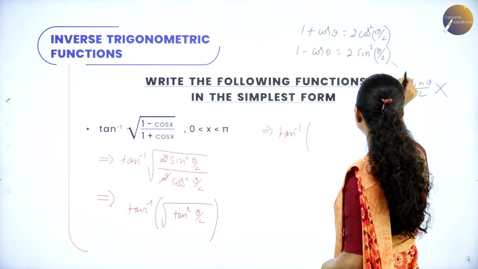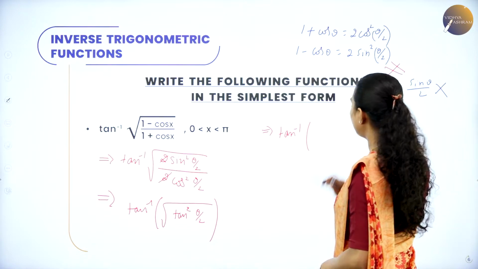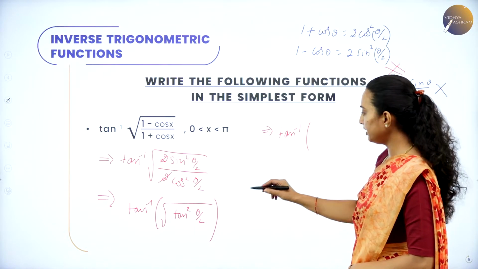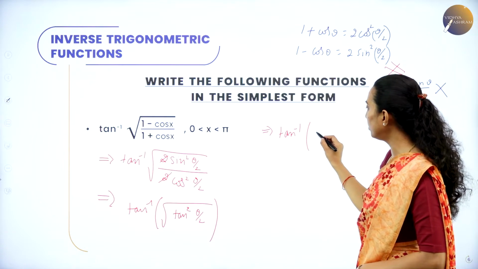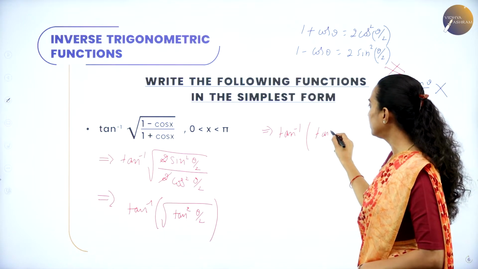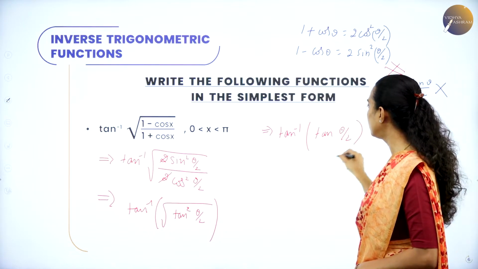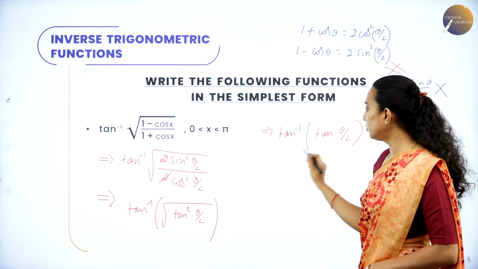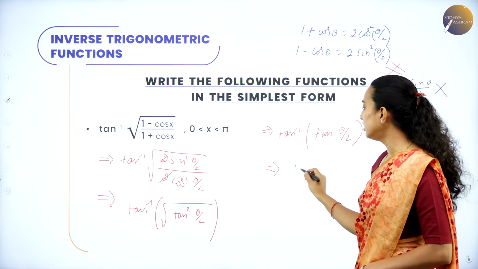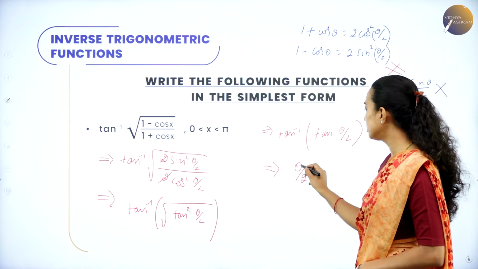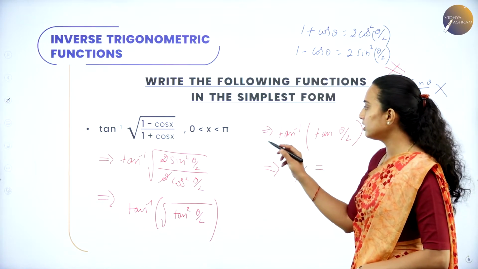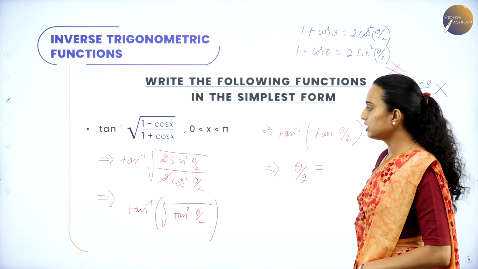This cannot be written like this. This is not equal to this. I am writing here. So here, tan inverse of, the under root will go. You are going to remain with tan theta by 2. So therefore tan inverse tan will go. You are going to remain with the answer theta by 2. Right? So theta is nothing but, what is theta? Theta can be written as what?